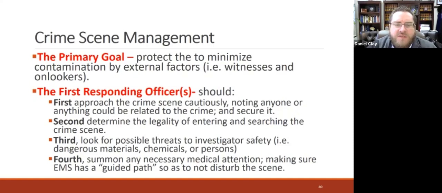So before you, let's say it's in a house, before you enter the house, theoretically, and I say theoretically because it's a lot more difficult to do in practice than it is to discuss it. Your second job is going to be to determine the legality of entering and searching the crime scene. Right, so you've heard there was gunshots at a house. Do I need a warrant? That is what we expect is going through an officer's head.